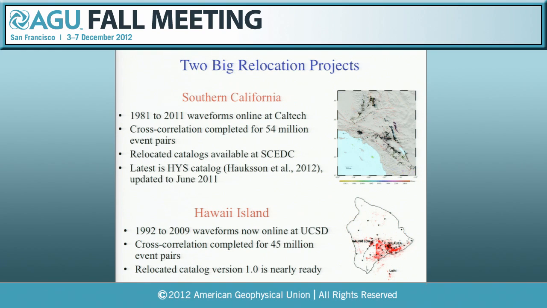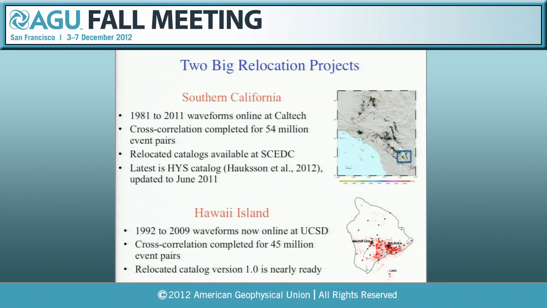More recently, we've begun a similar project for the island of Hawaii using the HVO data, and we've computed a new relocated catalog, and we just submitted that, and the first version of the relocated catalog will be available soon.